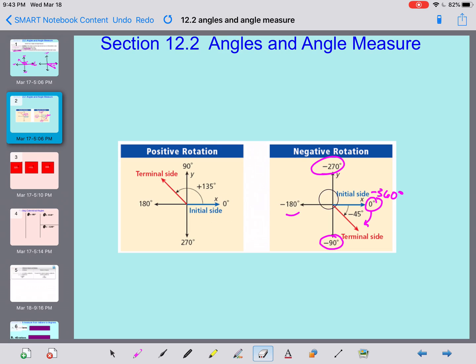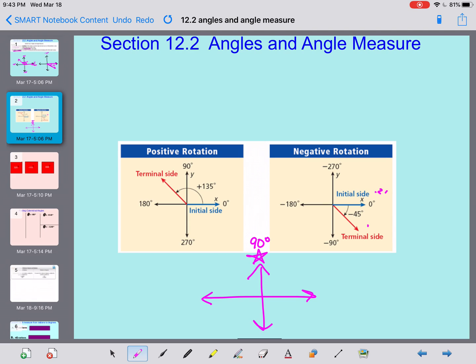So if you notice, when we draw a coordinate plane, this location up here has multiple names, right? This location up here could be 90 degrees. It also could be negative 270 degrees, and it actually has an infinite amount of other names, which we'll talk about coming up, right? So just know that one location could have multiple labels to it depending on what you're talking about. So that's how you draw an angle.